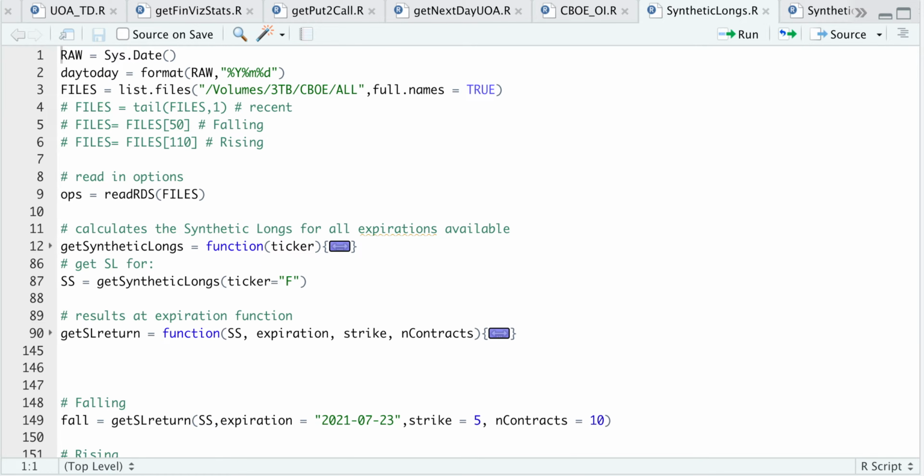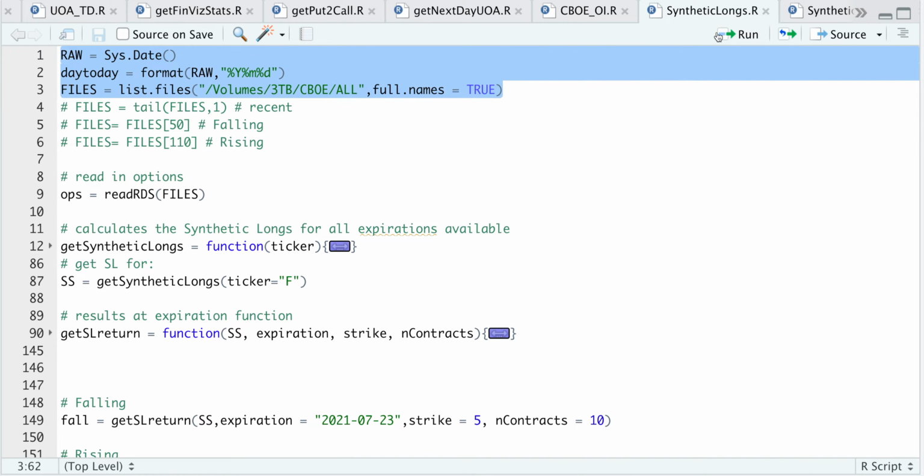So I'll start off by reading in my options, and I'm getting all my options data from CBOE. So here I'm just reading in some files. Now I'm going to go over two scenarios. So the first scenario will be when the stock is lower than our initial entry price, and the second will be where the price is actually higher than our initial entry price. So I'll go over those two examples.